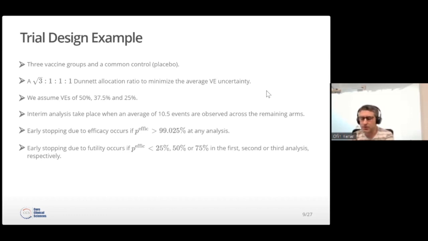For early futility, I'm going to use a progressive schema of thresholds. At the first analysis, I'll stop an arm if it goes below 25% probability of efficacy. Then I increase it to 50% and to 75%. The reason being that as the trial progresses, I will have fewer chances to turn things around. There will be fewer patients remaining, so the chances of an arm that shows little promise all of a sudden becoming effective decreases over time. Now, let's see what happens.